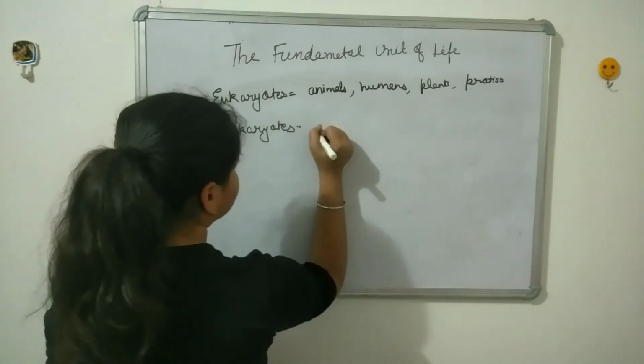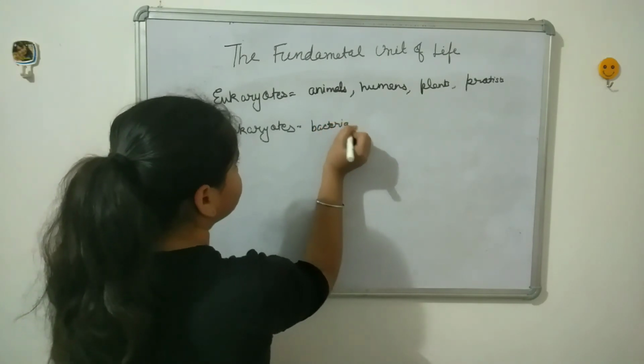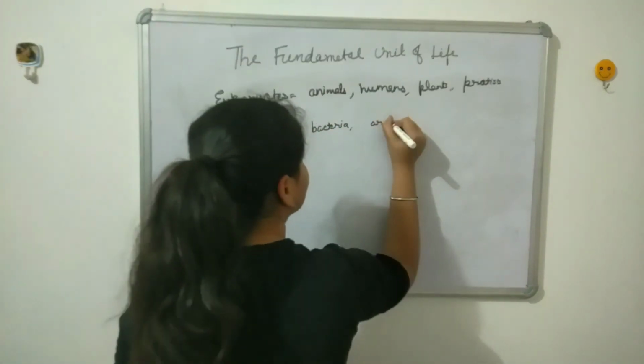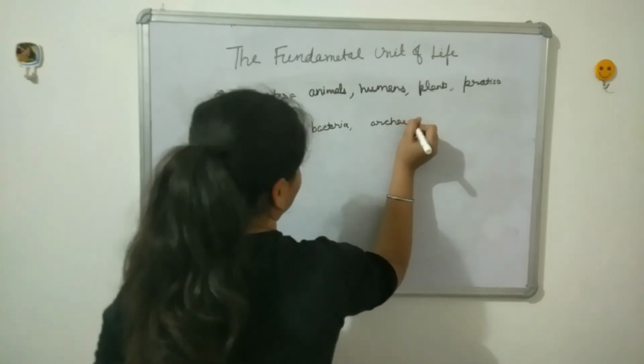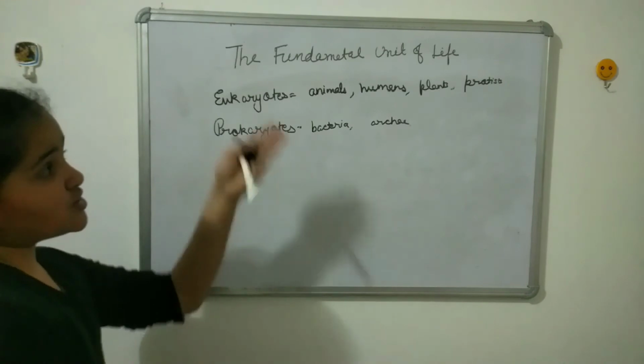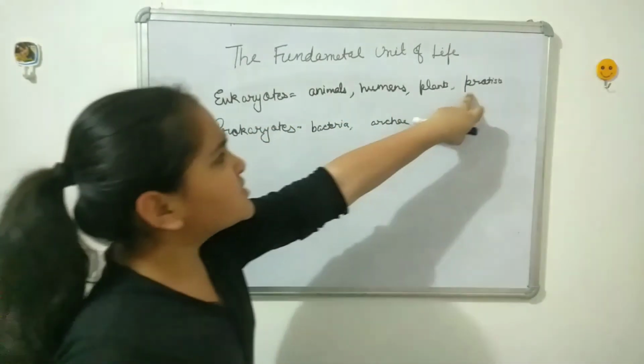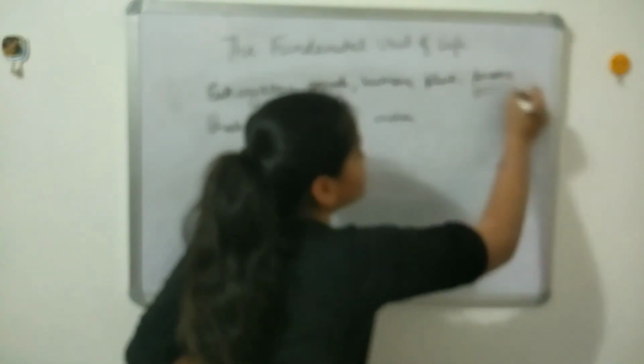Examples of prokaryotes are bacteria, archaea. So you must be very well introduced with terms like animals, humans, plants, bacteria, and archaea. But what is this new term called protists?